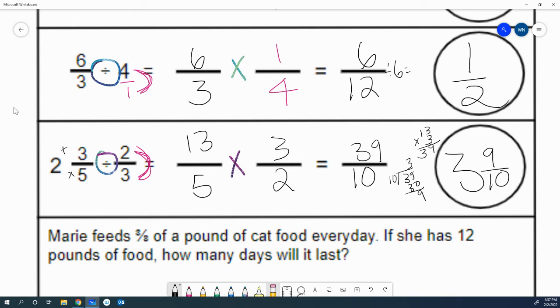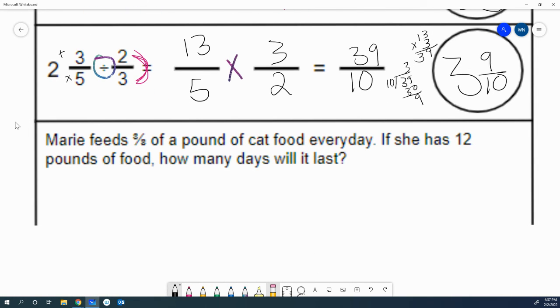Make sure you raise your hand if you have a question with any of these, even if you copied down the right answer. If you have a question, I really need to hear about it before we get started on that classwork. Last one. Maria feeds 3/8 of a pound of cat food every day. If she has 12 pounds of food, how many days will it last? Think about what number should be in the front here. Are you dividing the 3/8 of a pound, or are you dividing up the 12 pounds? Because the number that you're dividing has to come first because it is the dividend. So really think about that one. Go ahead and write the equation and try this one out.